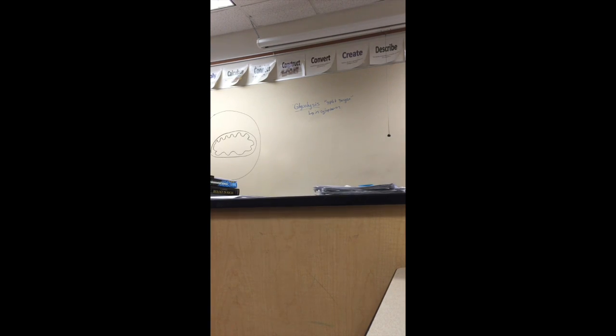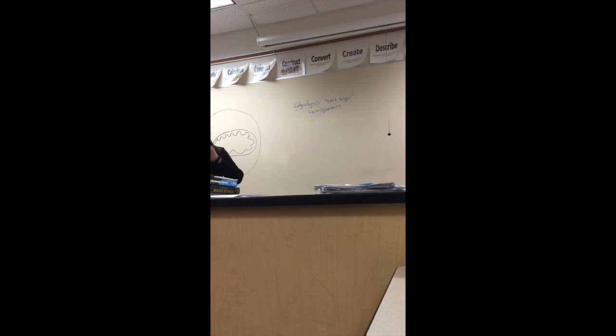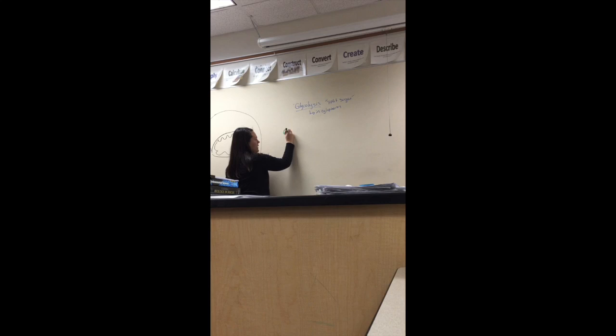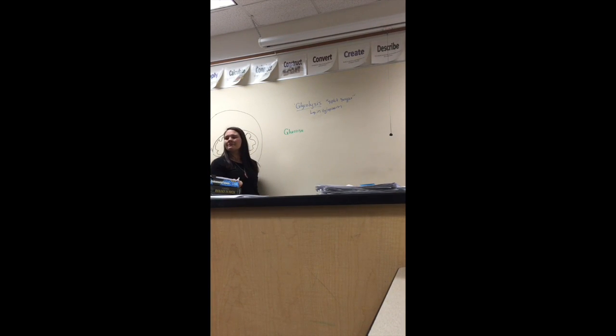All right, what's the very first thing that has to be input to start the process of glycolysis? What do we need present? Glucose, good. So we're going to start out with a glucose molecule. And glucose has how many carbons? 6.